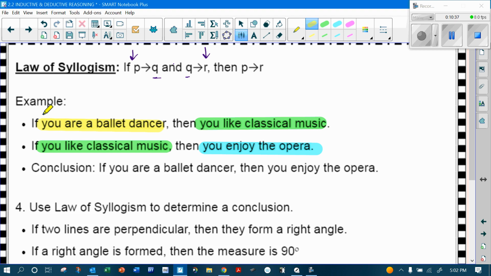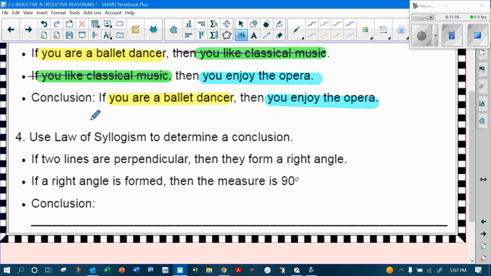The conclusion: if you are a ballet dancer, then you like classical music. Or sorry, then you enjoy the opera. So if you're a ballet dancer, then you like classical music. Well, if you like classical music, then you enjoy the opera. Therefore, if you're a ballet dancer, then you enjoy the opera. It's like taking the middle guy, and we're just going to get rid of it altogether. We're going to create a sentence with the beginning and the end of those two statements.